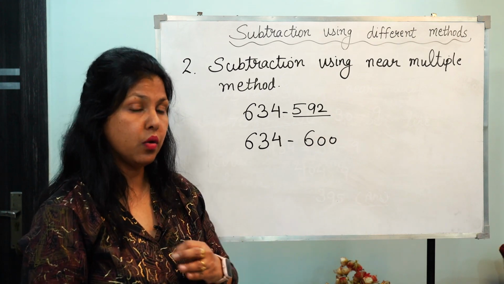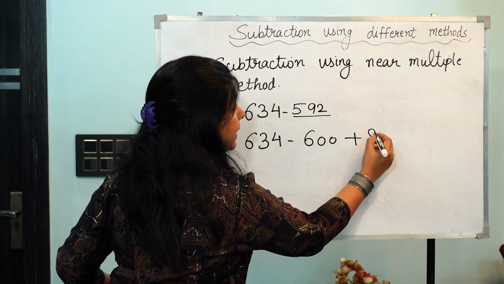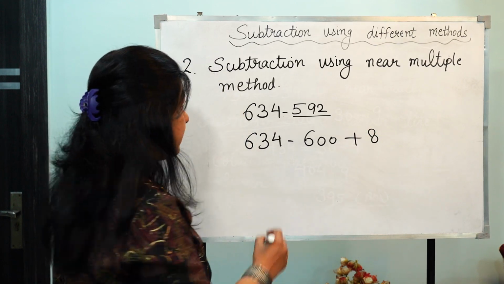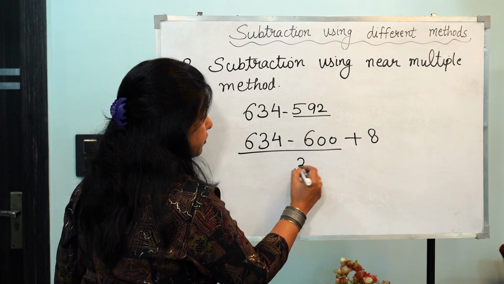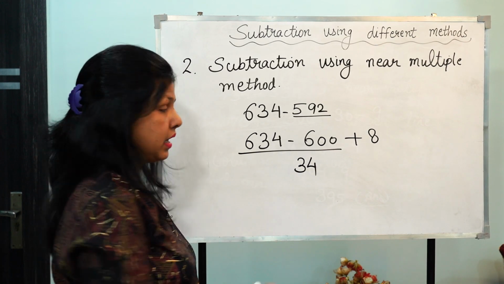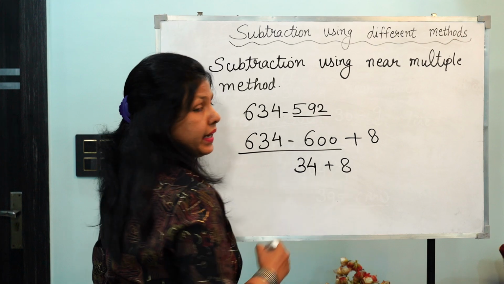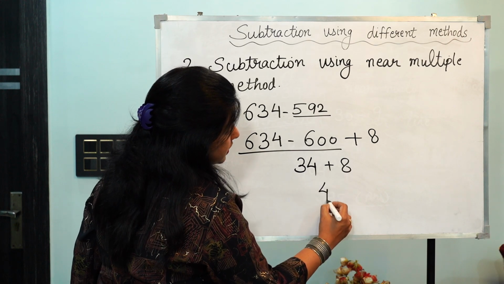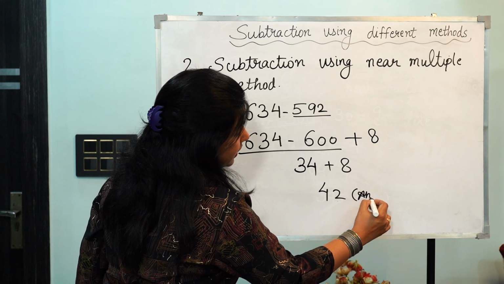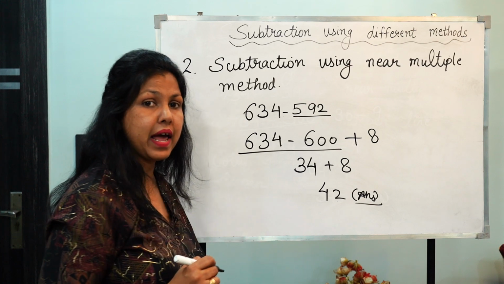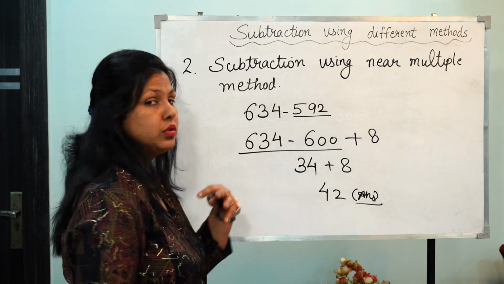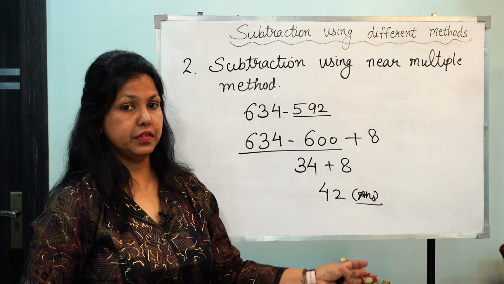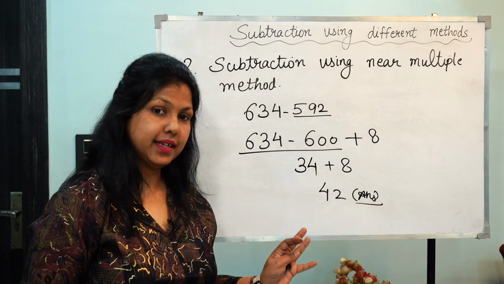So what I have to do now? I have to add back 8 to 8, right? Now what is 634 minus 600? It gives me the answer 34, and adding 8 to 34 will give me answer 42. You see how easy it is to subtract. I am not using any traditional column method over here. I am simply using the horizontal method and finding out the difference, doing everything mentally.